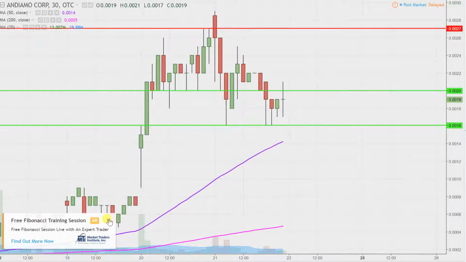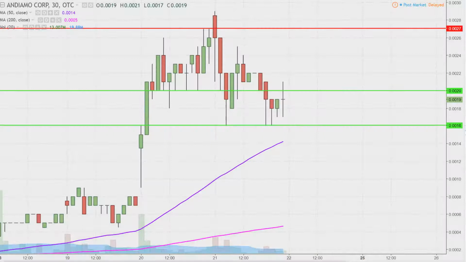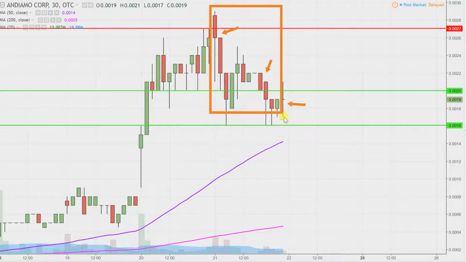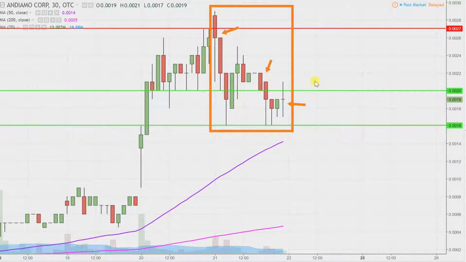Real quick, what do I mean by 30-minute in case maybe you're new to charts? Instead of each one of these candlesticks representing 1 day's worth of price action, which is what you would normally see, each one represents 30 minutes. So all this here may look like several days worth of time. It's actually just today's price action broken down into 30-minute time slices.